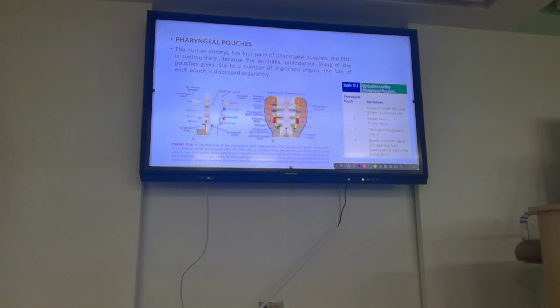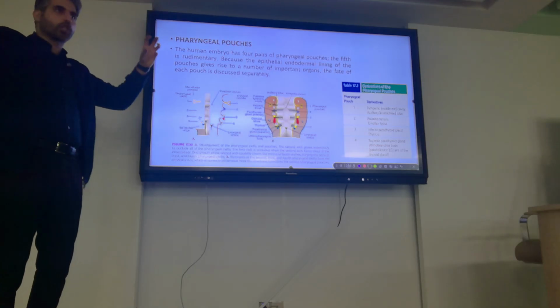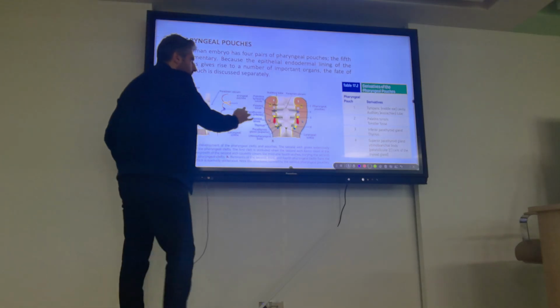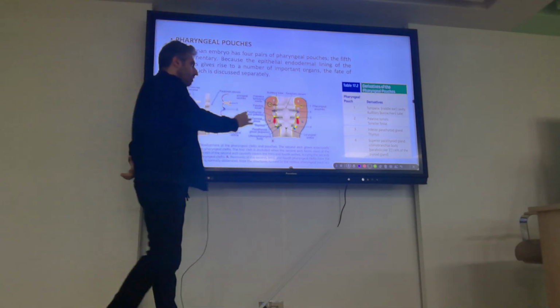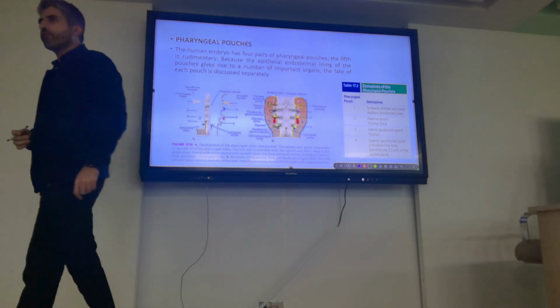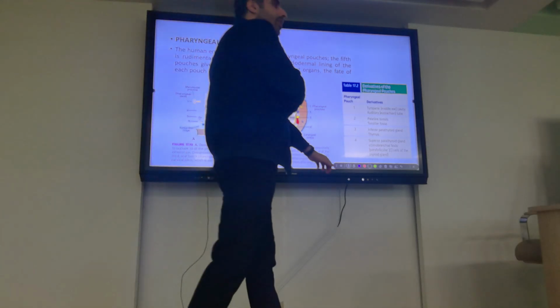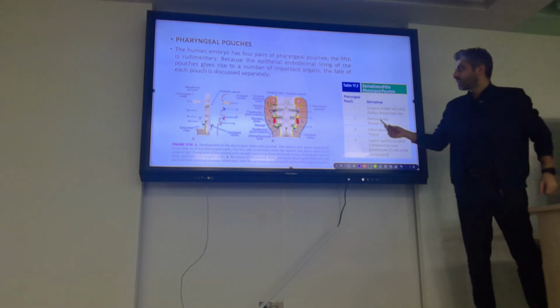Okay, pharyngeal cleft. Each cleft, at the end, has a pouch. A pouch is like a dead end, like a fossa. Look at here. This is the first pharyngeal pouch. Second, third, and fourth. So we have 4 pharyngeal pouches. Where is the location of the pouch? At the end of the cleft. Where is the location of the cleft? Between the arches. Okay. Look at this table.